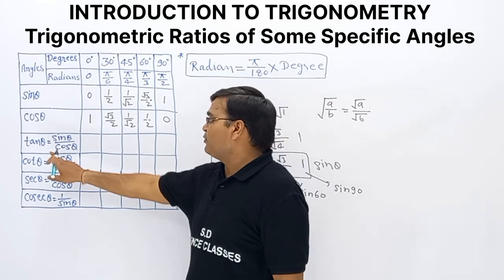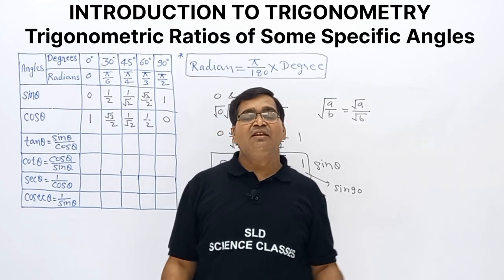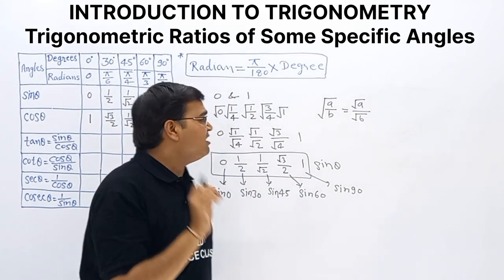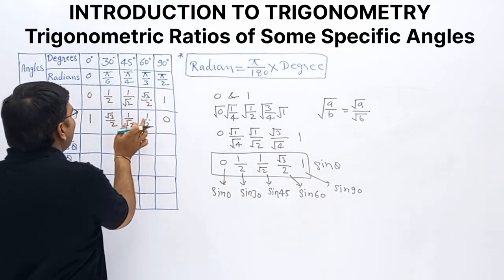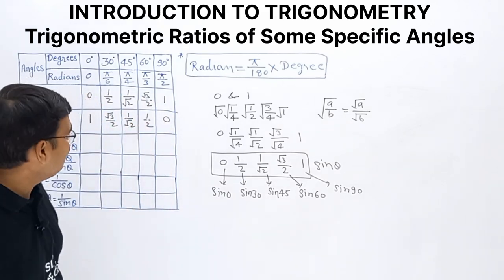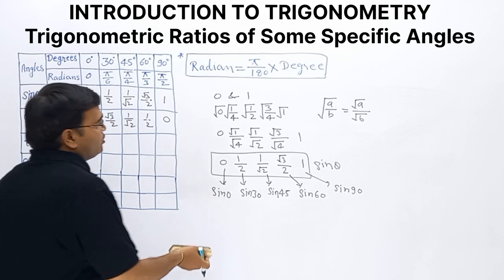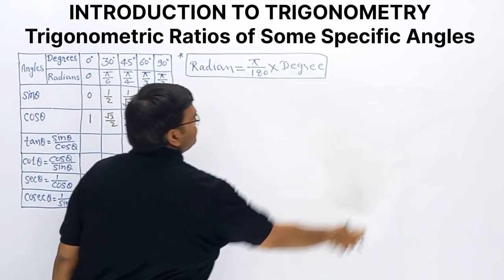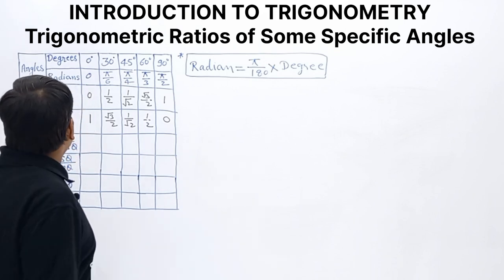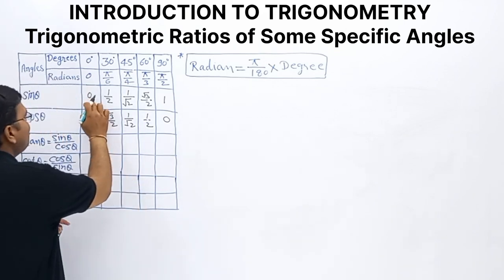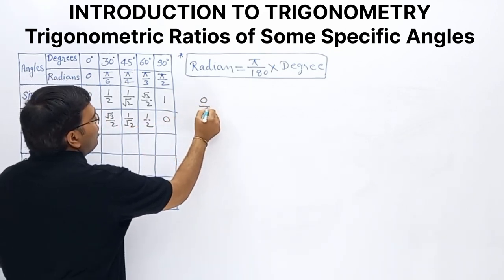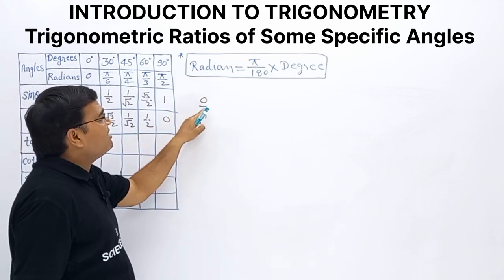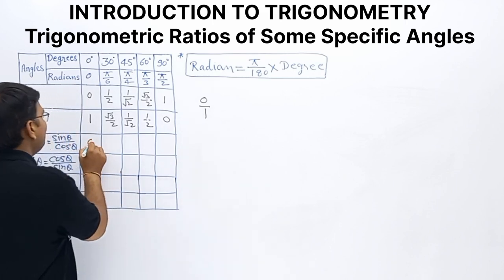Clear? Now next one, tangent theta. And tangent theta is what? Ratio of sin theta upon cos theta. Sin theta values will be divided by cos theta. Then we are getting tangent theta values. How? Observe. Tangent of this value, 0 upon 1. 0 upon 1 will be what? If the numerator is 0 and the denominator is other than 0, the answer will be 0.